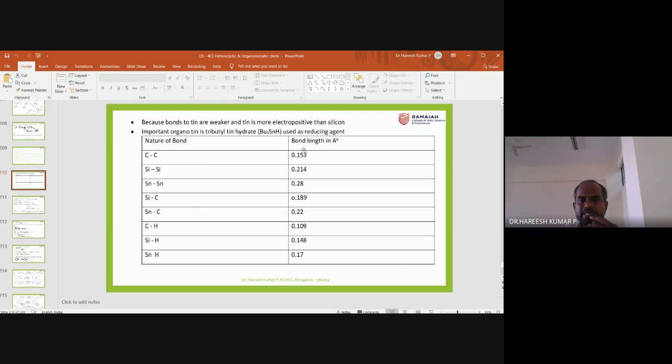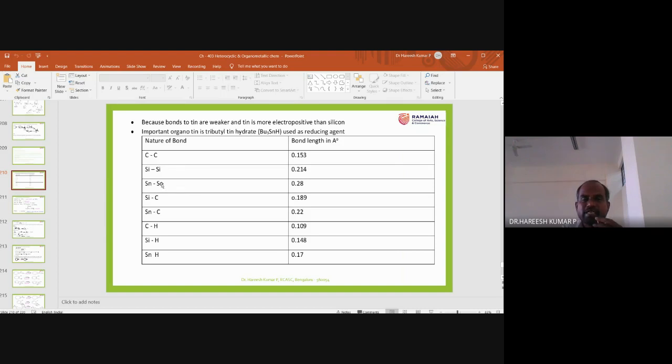Here I'm mentioning the nature of the bond and the bond length. The carbon-carbon bond length is 0.153, silicon-silicon 0.21, tin-tin 0.28. The tin element has two variable states, one is +2, another is +4. So stannous refers to the +2 state, stannic refers to the +4 state.